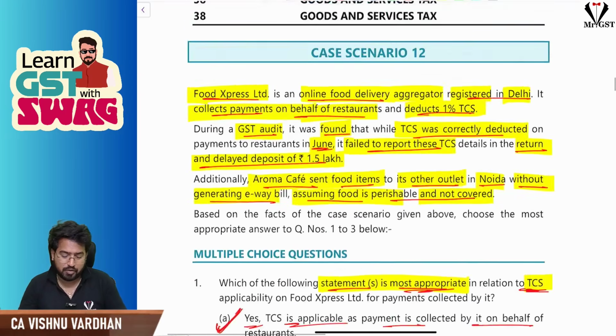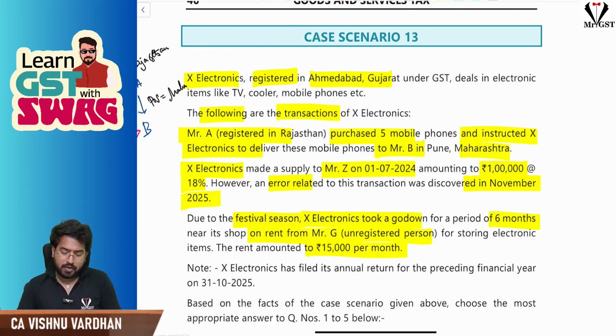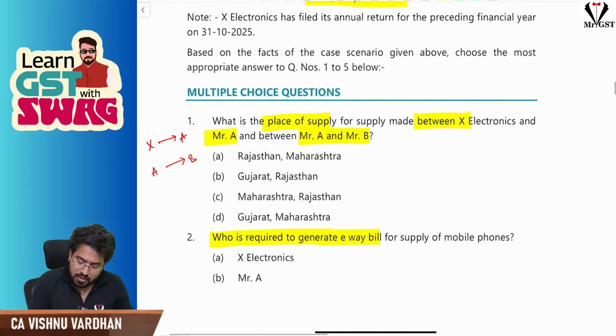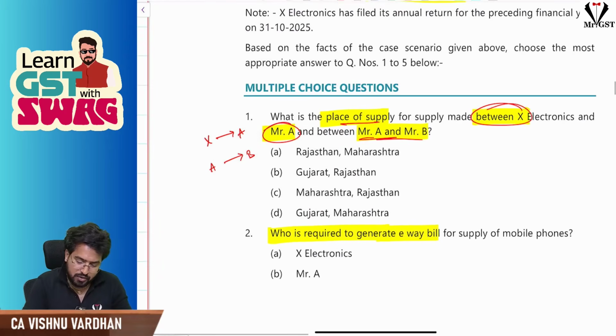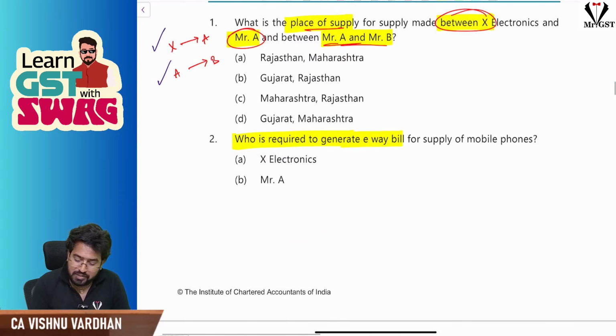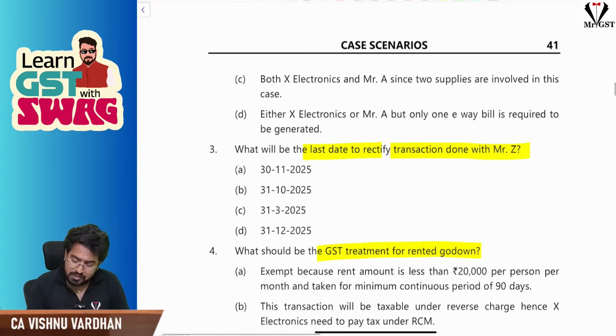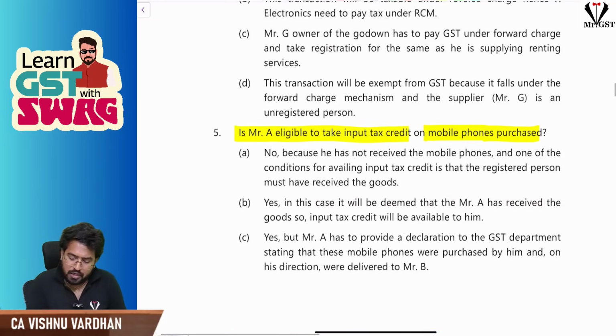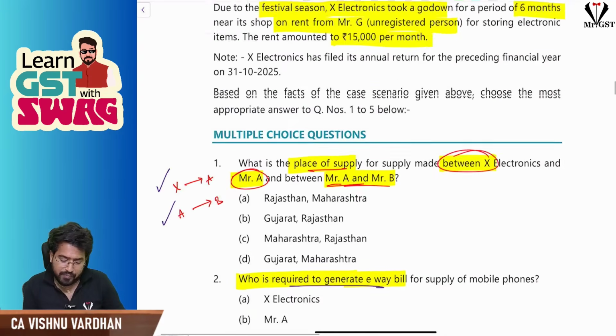So that is case scenario number 12 for you. Now coming to case scenario 13. If you see, it is a small case study, but there are 5 MCQs here. They're asking what is the place of supply for transaction happening between Mr. X and A and B. That means there are two supplies here, between XA and AB. For that we have to calculate two places of supply. Next, who is required to generate e-way bill? Next, what is the last day to rectify the mistake done by a transaction with Mr. Z? What is the GST treatment for rented godown? And is Mr. A eligible to take ITC on the mobile phones purchased? Okay, simple case study.